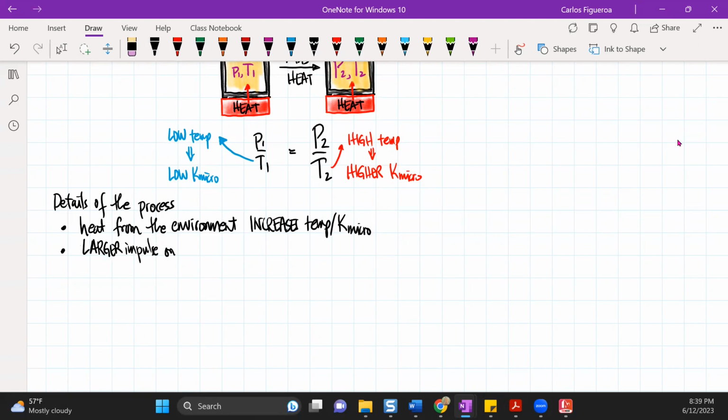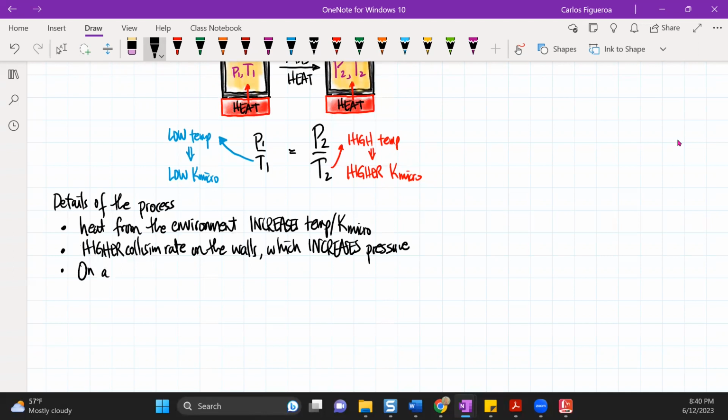Nope, not a larger. That's not correct. I'm going to have a higher collision rate as well as a larger impulse on the walls, which increases pressure. So then on a PV diagram, what am I going to see?